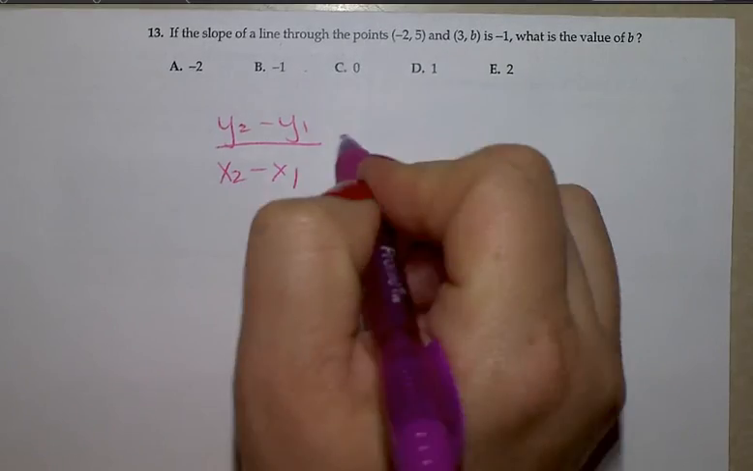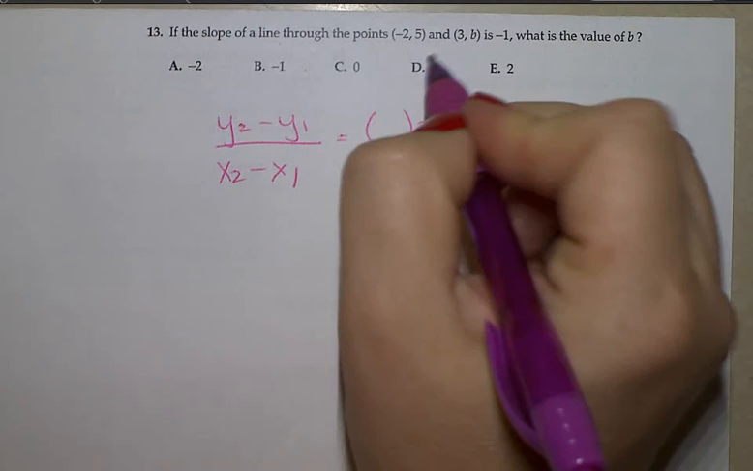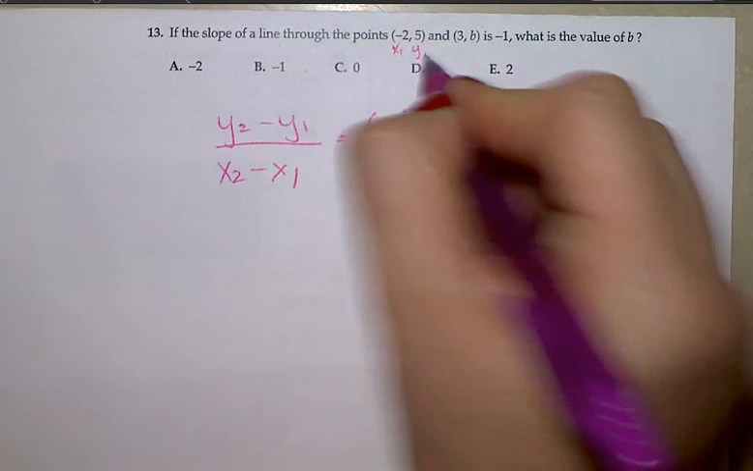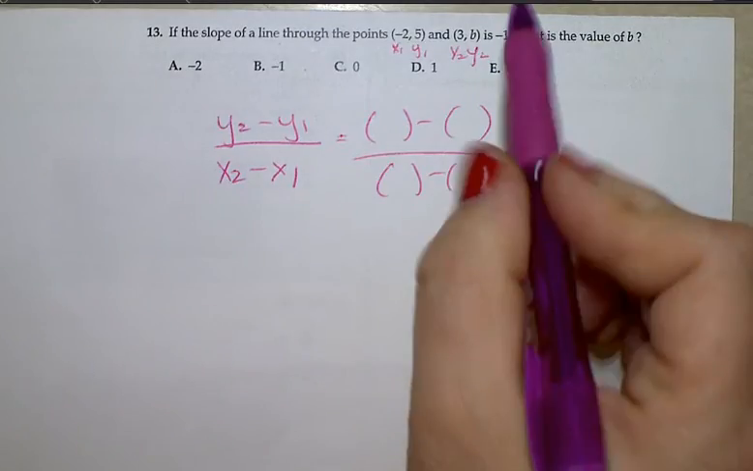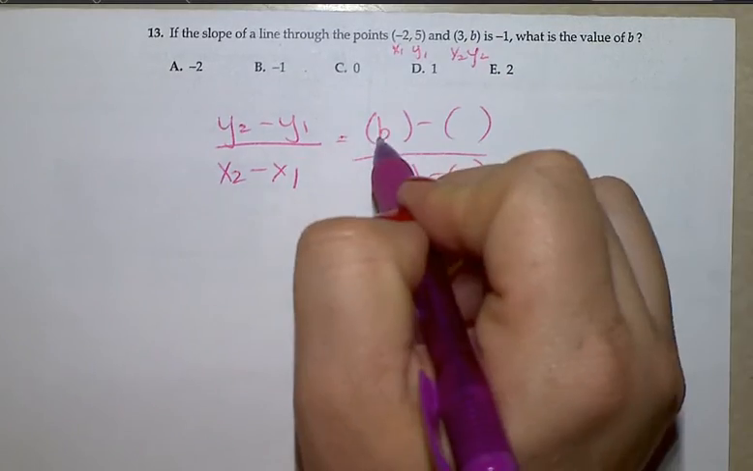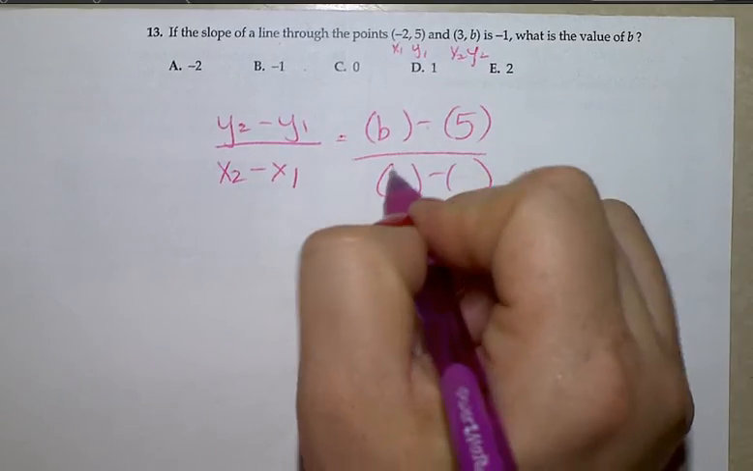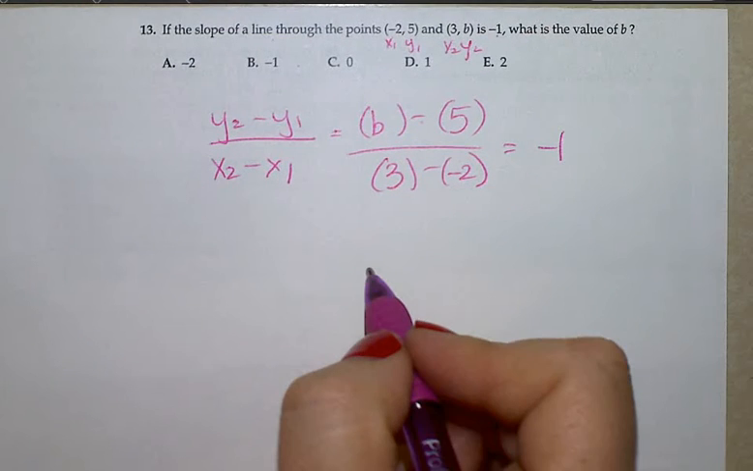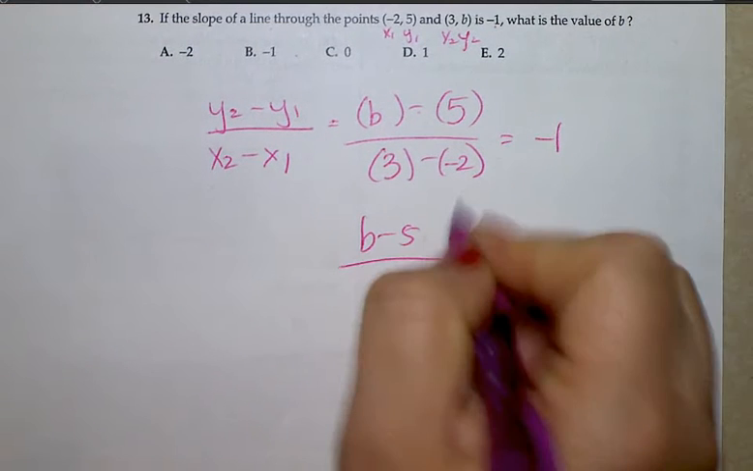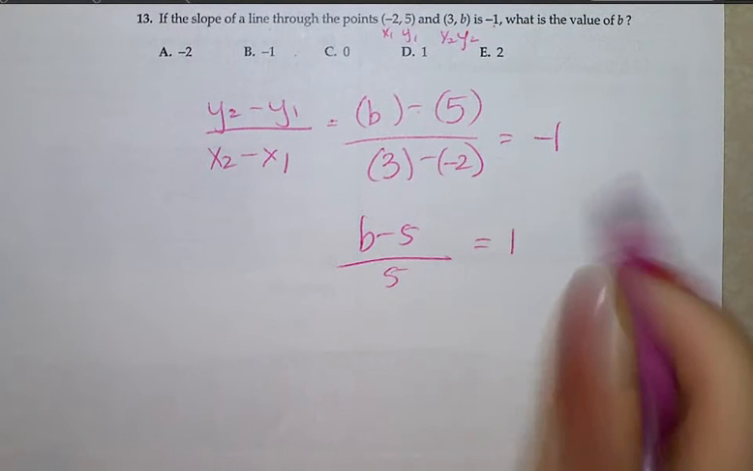So I'm going to plug in the numbers or the variables that I'm given. And I'm going to come up here and say this is x1, y1, and x2 and y sub 2. So I have b subtract 5 over 3 subtract -2 equals -1. b subtract 5, 2 negatives make a positive, so 3 plus 2 is 5 equals -1.